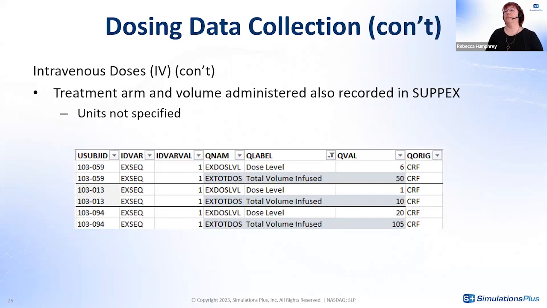Other pieces of information in the supplemental EX data set were a dose level and a volume infused. But you'll also notice that with these values, there are no units specified. So you can utilize the protocol to try to understand how the dose was administered and what these dose levels of 6, 1, and 20 mean. In the protocol, it was clearly stated that subjects were randomized to a 1 milligram per kilogram dose, a 6 milligram per kilogram, or a 20 milligram per kilogram treatment.